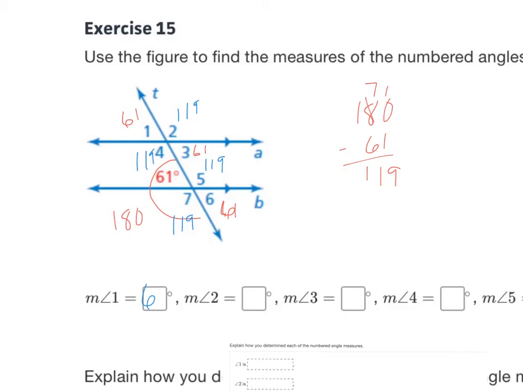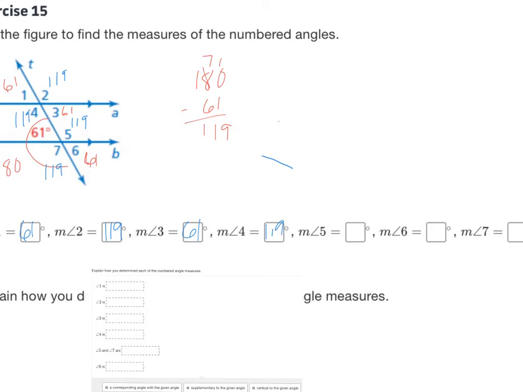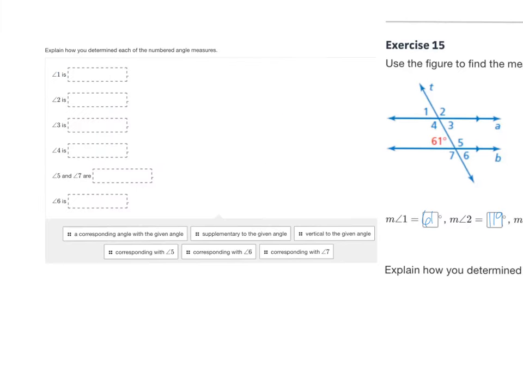Measure of angle 1 is 61. Measure of angle 2, 119. 3 is 61. 4 is 119. 5 is 119. 6 is 61. 7 is 119. And that should be it. Alright, let's go to the second part.